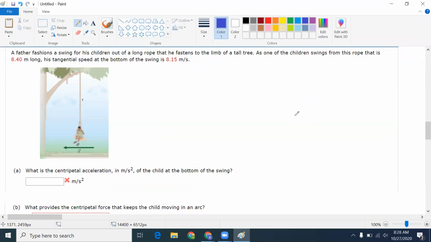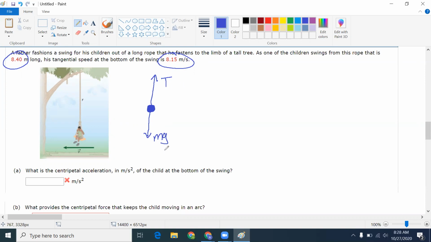It takes us to 4. The child on a swing. As one of the children swings on the rope, that is 8.4 meters long, tangential speed at the bottom is 8.15. So let's think about what's happening at the bottom of the swing. On the swing itself, we have mg. That includes the swing and the child combined. And then you have tension pulling upwards.